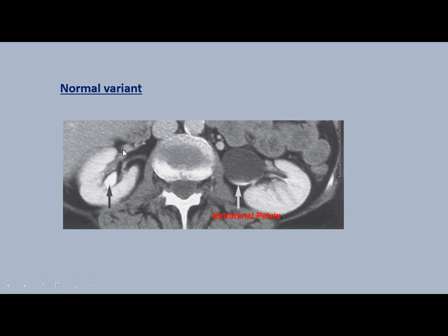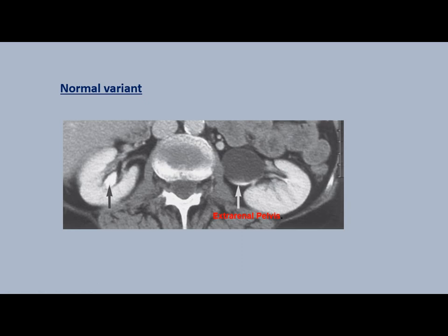Regarding the normal variants in the pelvic calyceal system, if you see the normal right kidney and right pelvic calyceal system, there's normal enhancement of the kidney with excretion of the contrast into the right pelvis, which is normal size, but in the left one, we see there is a distended large pelvis. This is what we call extra-renal pelvis.